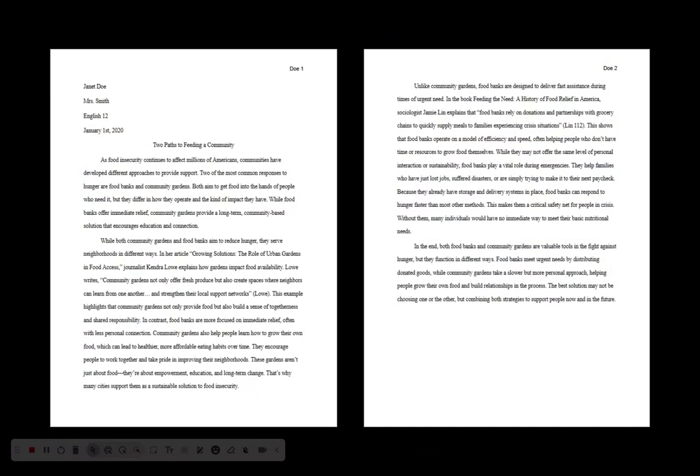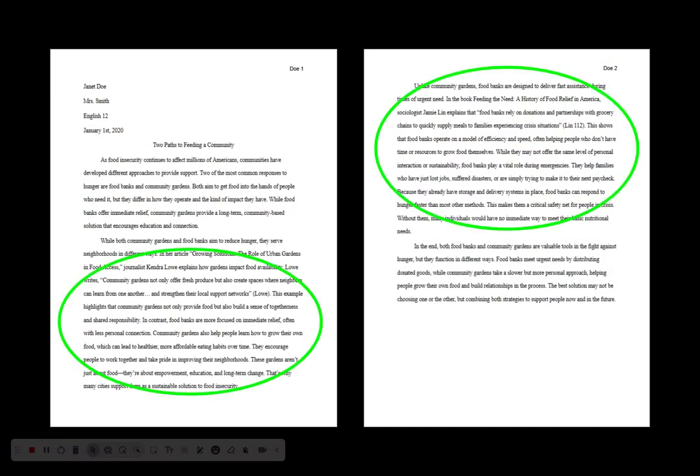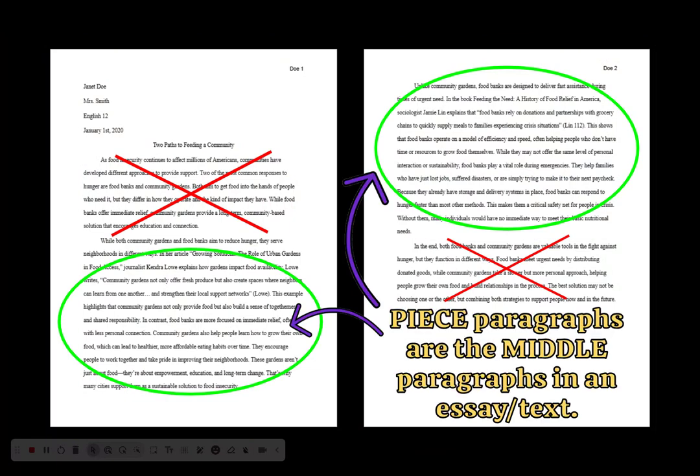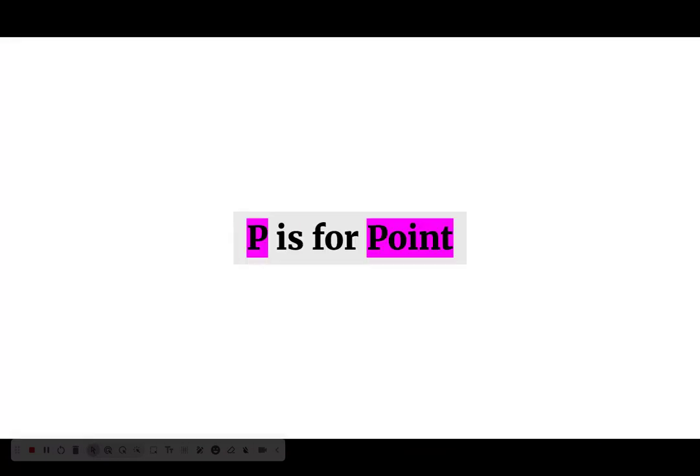So when we talk about PIECE paragraphs and body paragraphs, we are talking about these middle paragraphs. We are not talking about the introduction, which we just talked about in the previous video, and we're not talking about the conclusion, which we'll cover in a later video. So to reemphasize, the PIECE paragraphs or the body paragraphs are the middle paragraphs in an essay or text. Those are what we're talking about today.